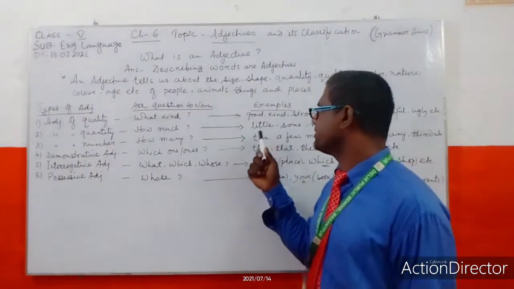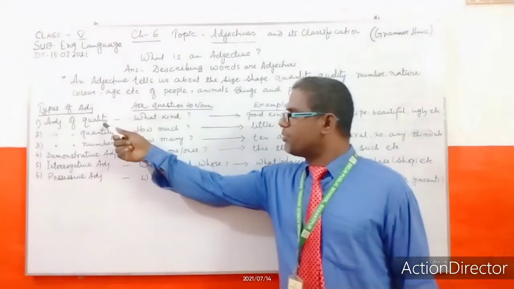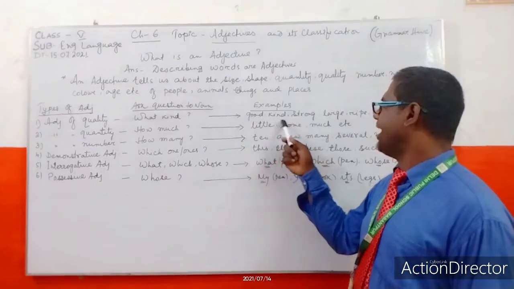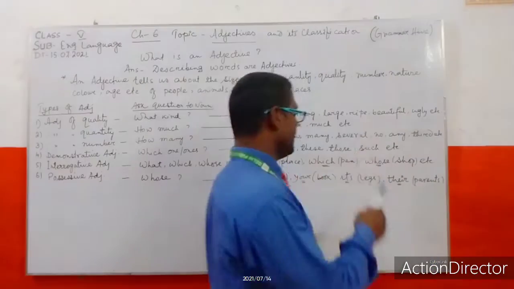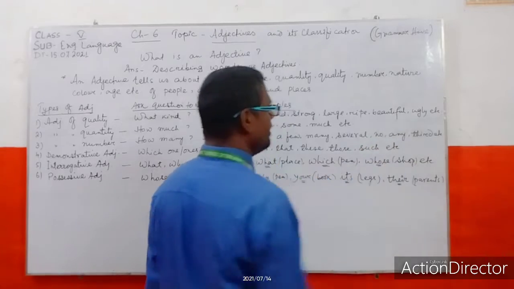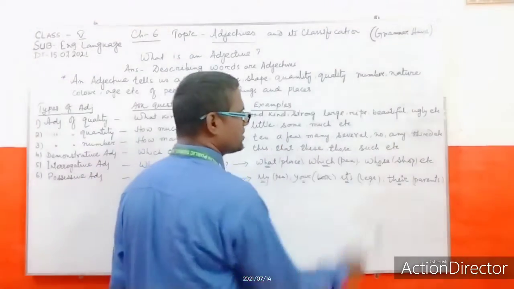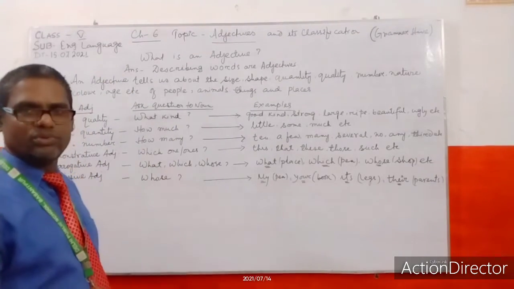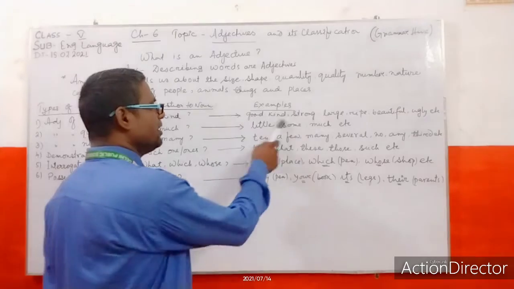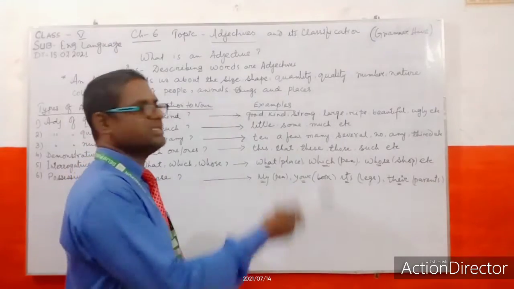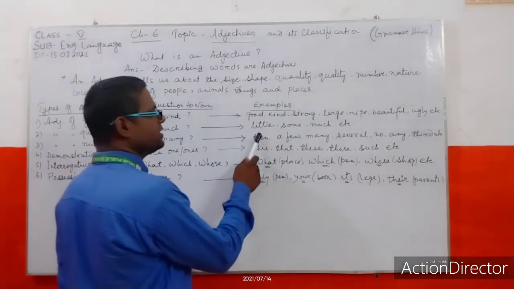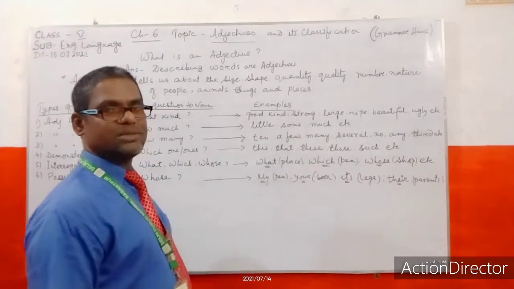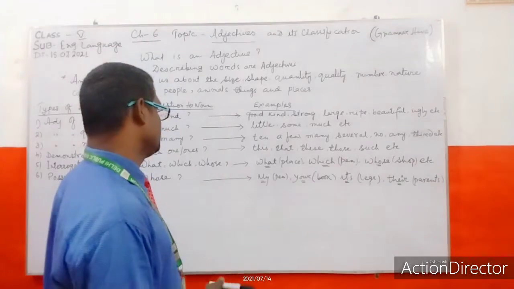Now coming to the examples. Adjective of quality. These are the examples: good, kind, strong, large, then right, beautiful, ugly. So these are some describing words which tell about what kind of that noun, okay. So these are the examples of adjective of quality. Here adjective of quantity: little, some, much. These are telling about what? Quantity. How much is that?